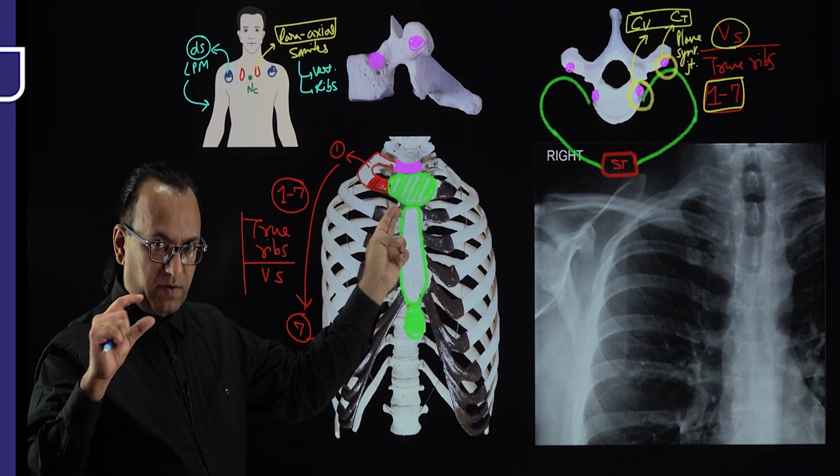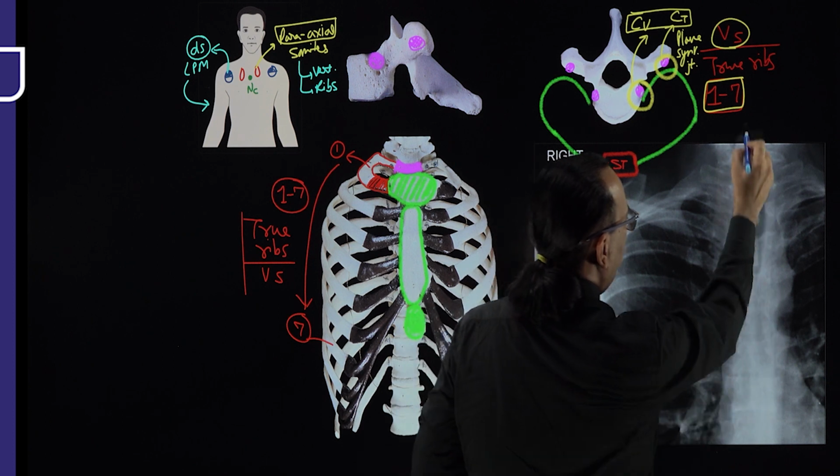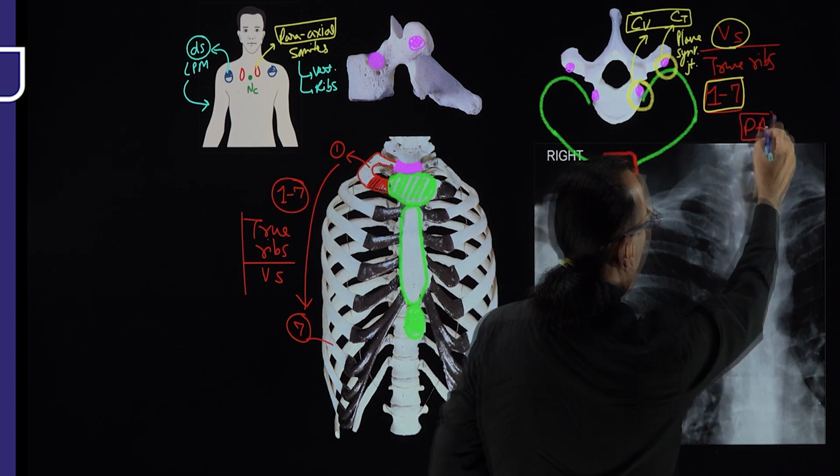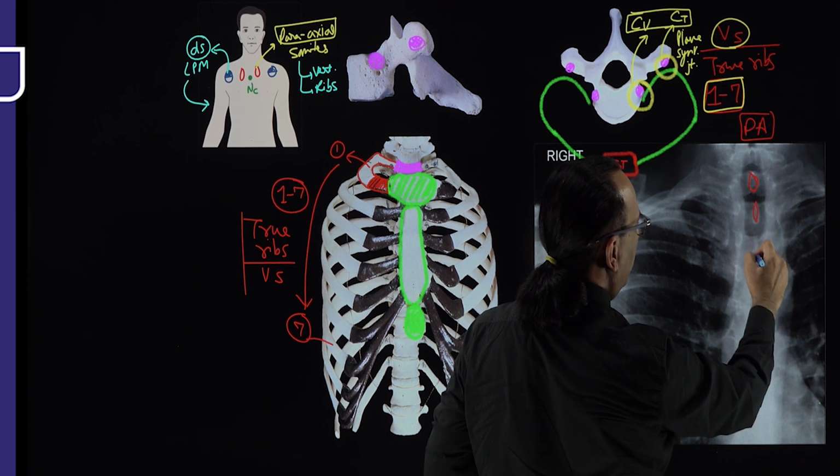The same first rib can be shown in the X-ray as well. This is a PA view of the chest X-ray, and you can see the spine of the thoracic vertebra. They are evident near the midline.